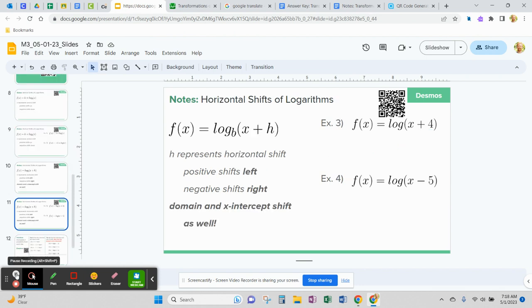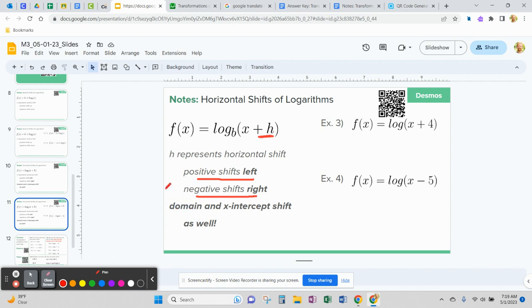Okay, similarly, and what we saw in Explore Problem 2, we can have a horizontal shift. And this is going to happen when our number is inside of our parentheses, inside of our logarithm with the x. Now this one goes a little funky. If we have a positive value, it shifts left, positive shifts left, and negative shifts right. So this is also going to shift our domain and our x-intercept as well.